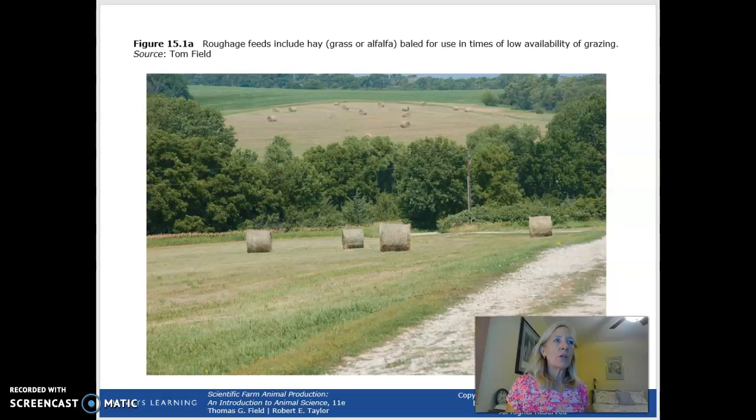So this picture just shows a typical field, probably not in California, but somewhere in the Midwest, of roughage feeds. And a roughage is a feed for livestock that's high in fiber or cellulose, and typically going to be fed to farm animals like cows, sheep, and goats, and those are considered to be our ruminant animals.